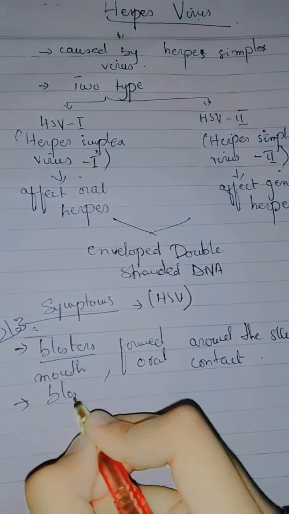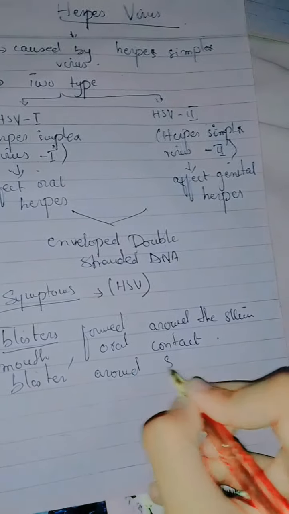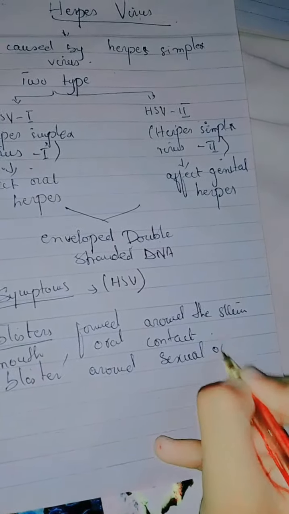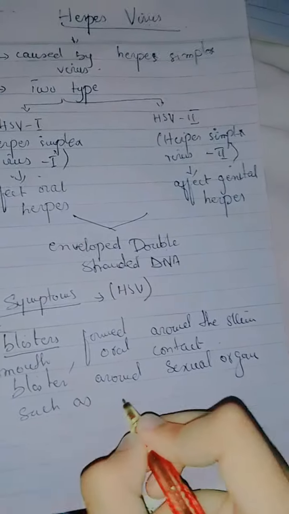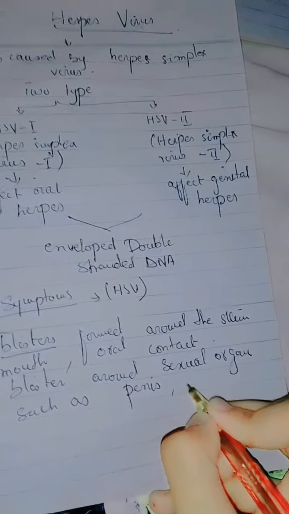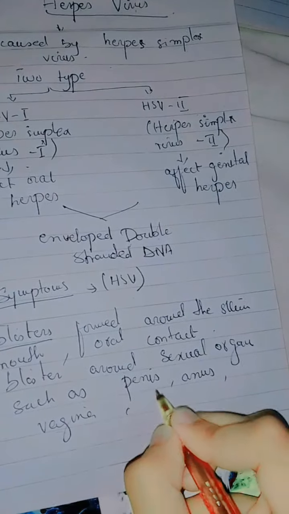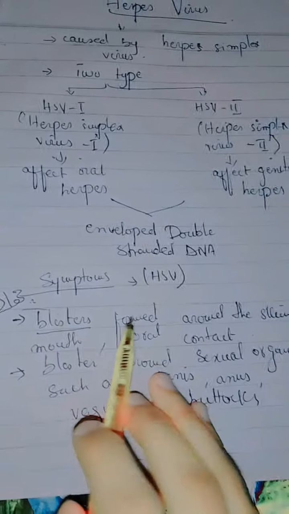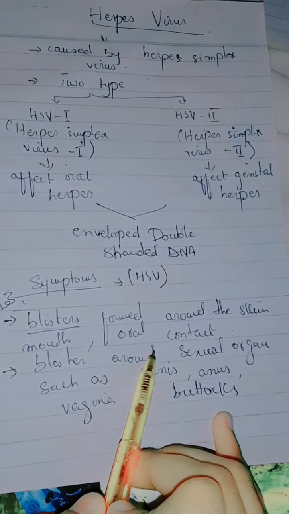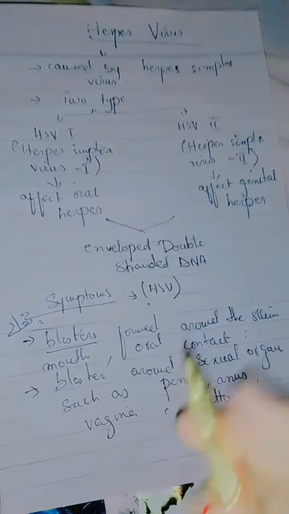And blisters can also form around the sexual organs, such as the penis, anus, vagina, and buttocks. Blisters can form around these organs, and they can also form around the skin, mouth, and oral contact. The blisters are the main symptom of HSV virus.